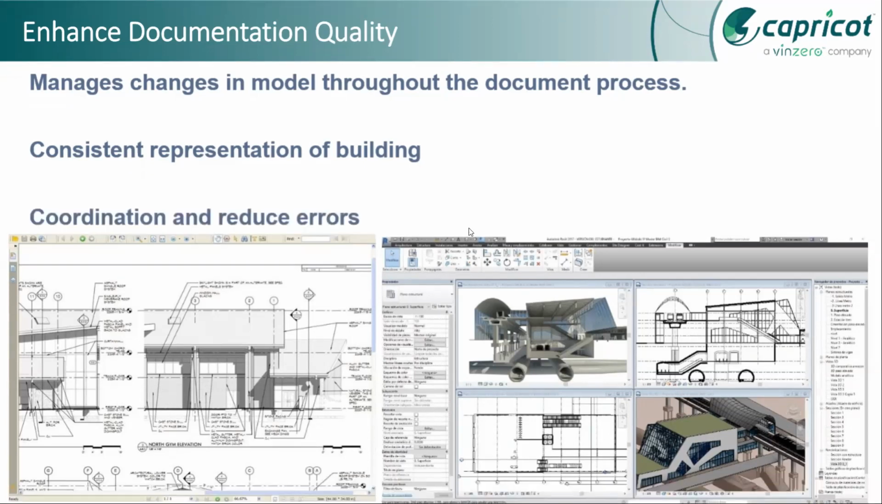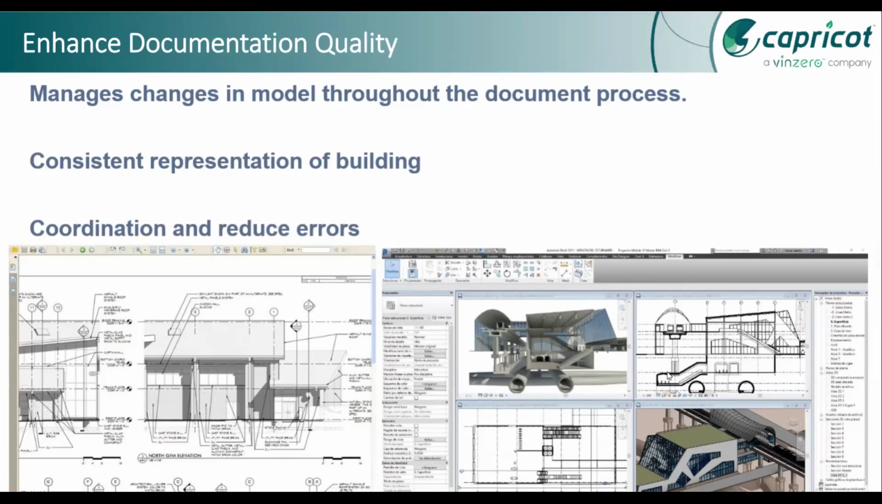It also reduces the error because here you don't have to work on everything individually. You work on a single model and everything is updated. So the chances of errors are minimized. So that's about the documentation quality of Revit.